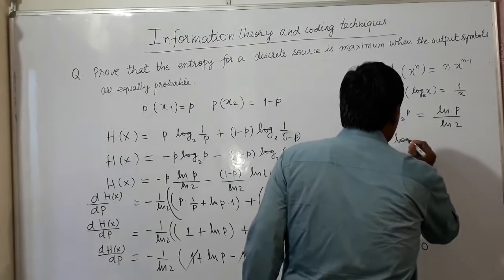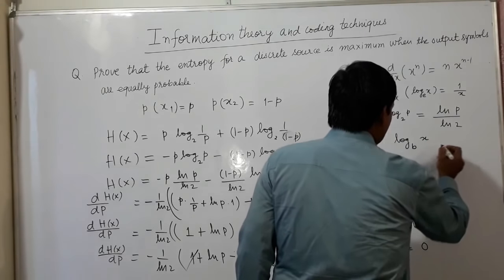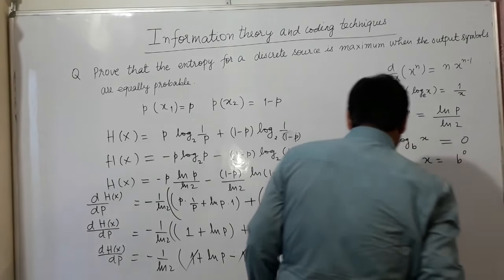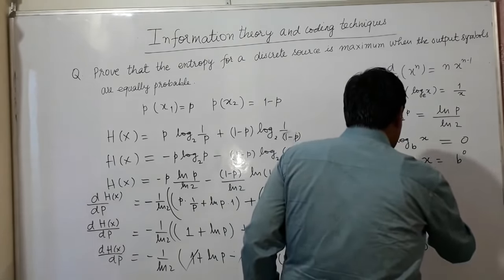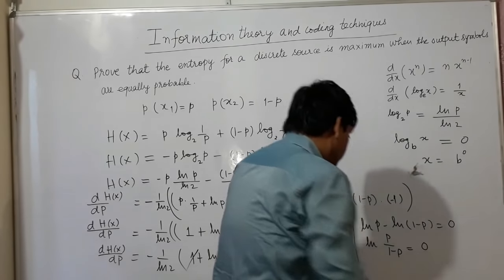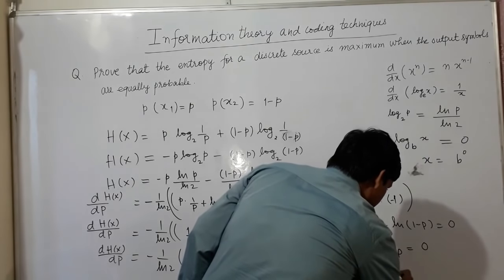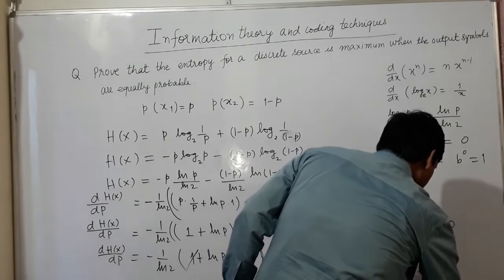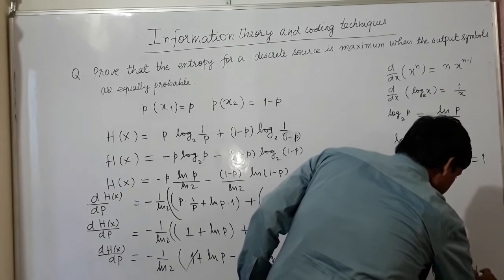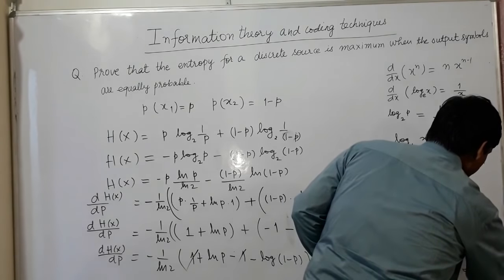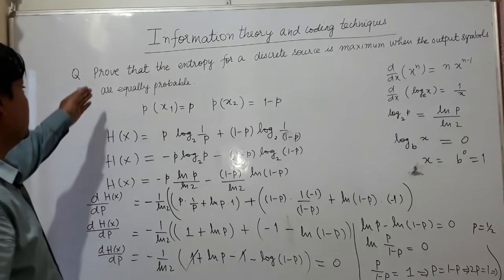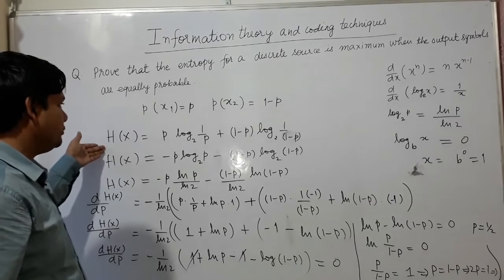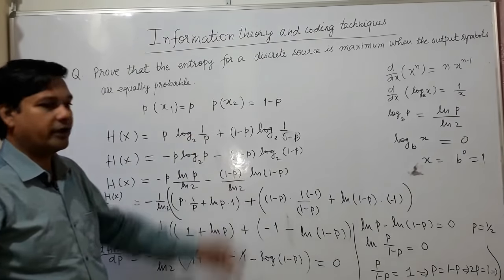If I take some log base b, some value x is equal to 0, what will happen? X will come out to be b to the power 0. Now, natural log is here. So, p divided by 1 minus p will come out to be 1. B to the power 0 means 1. So, p will be equal to 1 minus p. This implies 2p will be equal to 1. P will come out to be half. Two symbols were there. Each is occurring with probability half. Then it will be maximum, and you can easily calculate its maximum value. You have to substitute value of p as half, and you can easily calculate it.